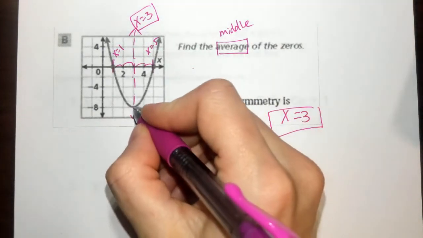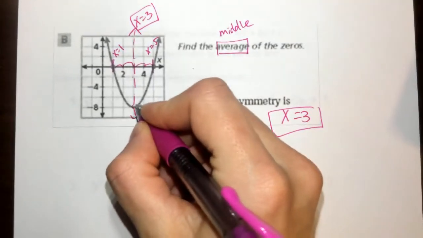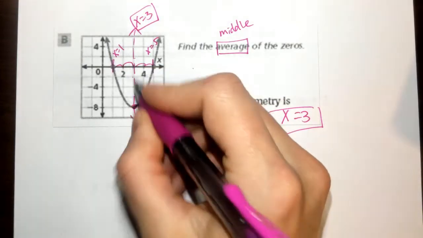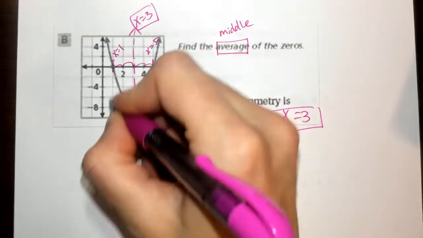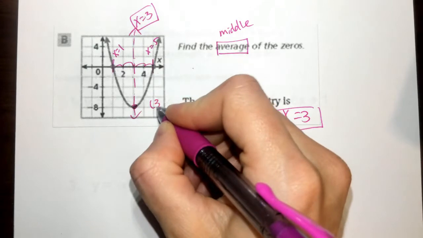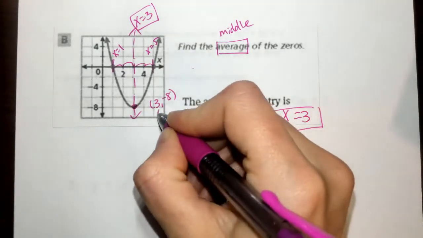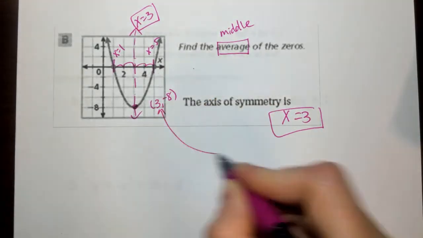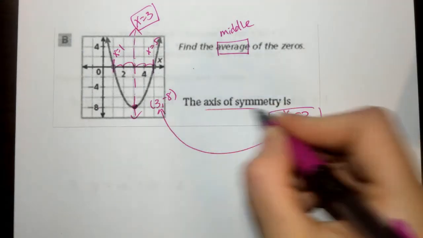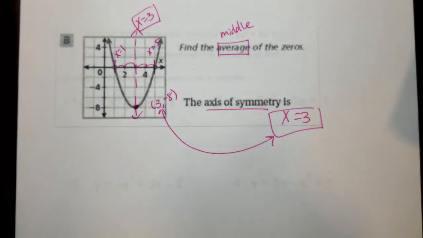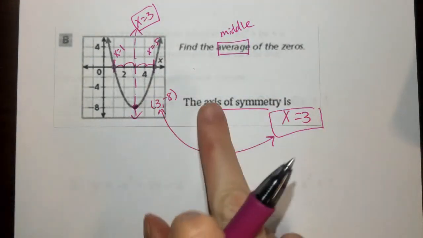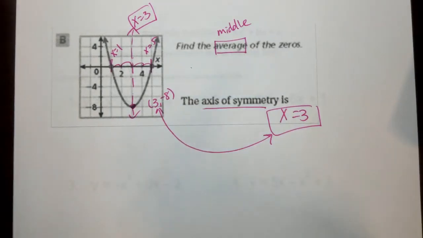Another way you could have done this was how I did the last one. Identify the vertex, and that ordered pair is 3, -8. And notice how that x value on that vertex will always match the axis of symmetry. So your final answer is noting that the axis of symmetry is x equals 3.